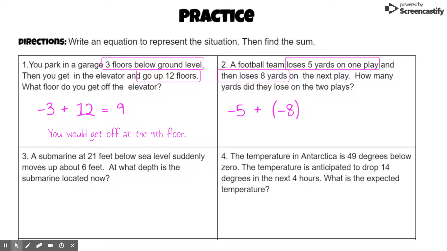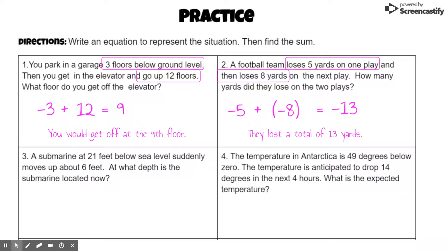How many yards did they lose on the 2 plays? Well, when I add those two together, I get a sum of negative 13. And that negative 13 is a negative number, but it actually means that they lost a total of 13 yards. So that answer statement is really important there. Just negative 13 would not suffice as an answer here.